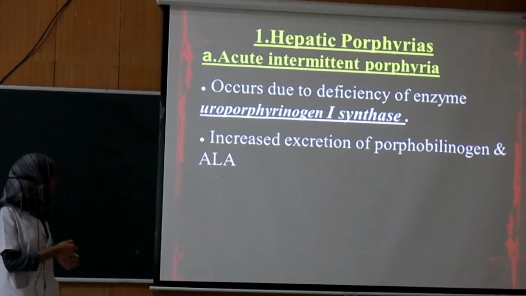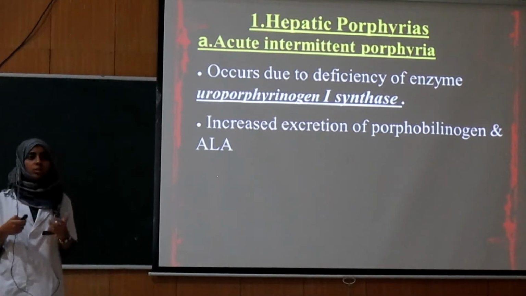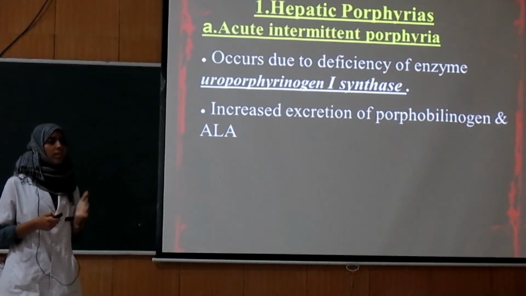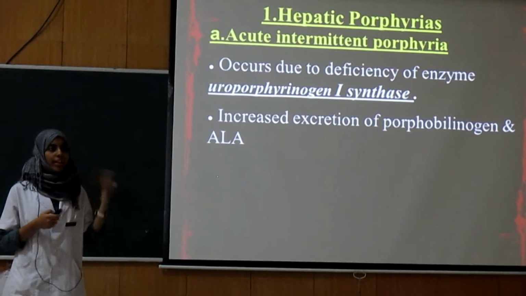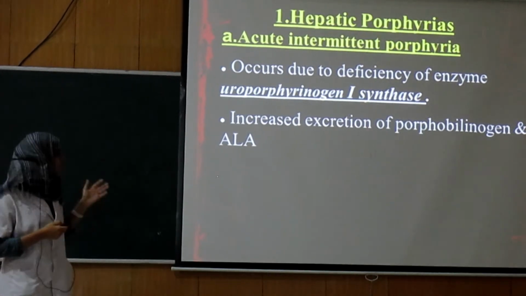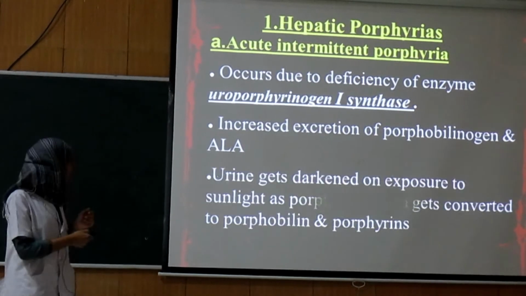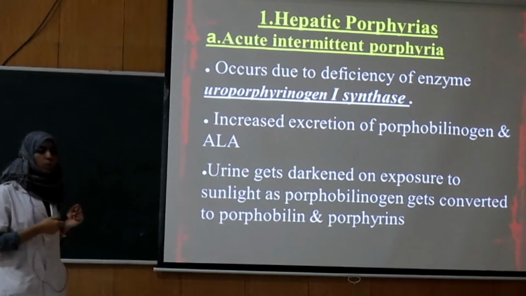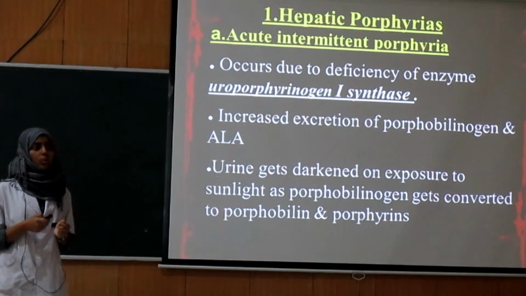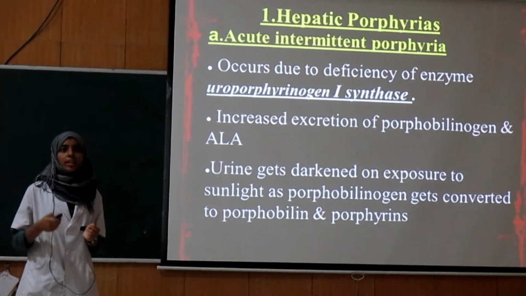That is another name. So there is increased excretion of porphyrin precursors, and you will know that whenever there is a deficiency or impairment of an enzyme, either the substrate gets accumulated in greater amount or the product is not synthesized. So here there is increased excretion of these accumulated compounds, and the urine will get darkened on exposure to light, because of photooxidation. It is the only type of porphyria where you don't see discoloration of the skin.